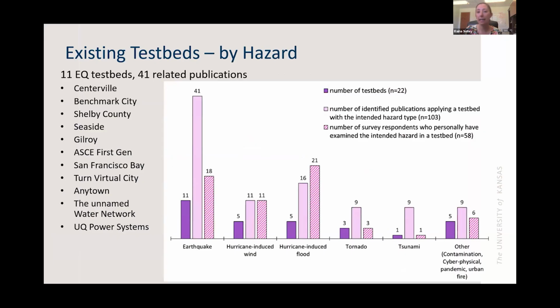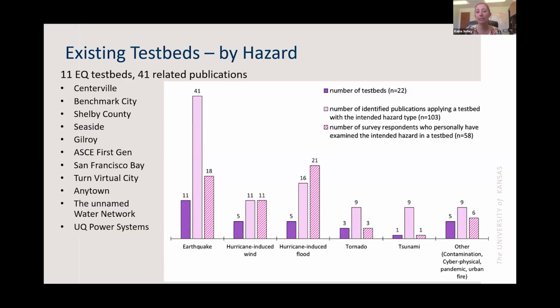If we take a closer look at the hazards here, you can see we plotted 3 different things: the number of test beds, the number of publications, and the number of survey respondents by hazards, including earthquakes, hurricane-induced wind, hurricane-induced flood, tornado, tsunami, and this other category. And at the time, you can see the highest number of existing test beds captured earthquakes. They had models that could run earthquake simulations, for example, 11 at that point, and the highest number of publications, 41, that were using any of those 11 test beds for simulations. And you can see the fewest were tsunami at that time.